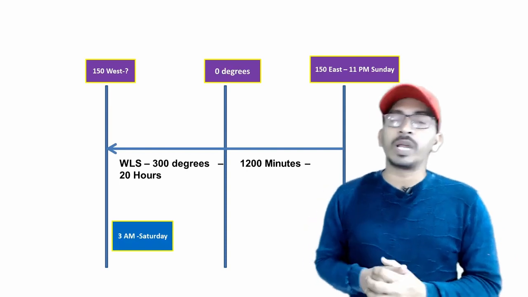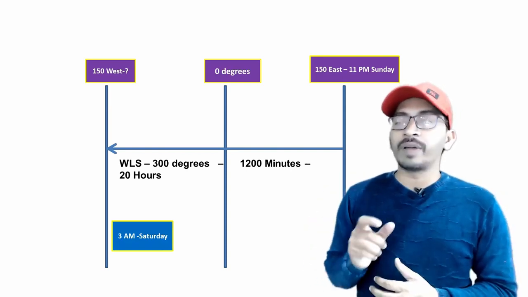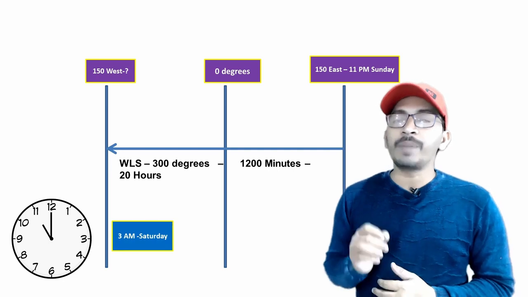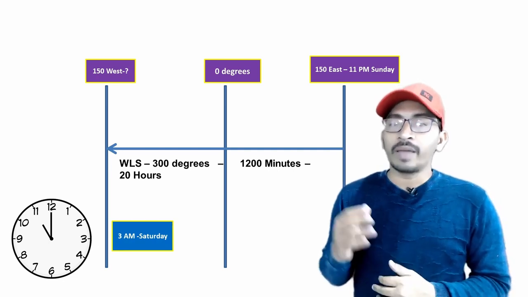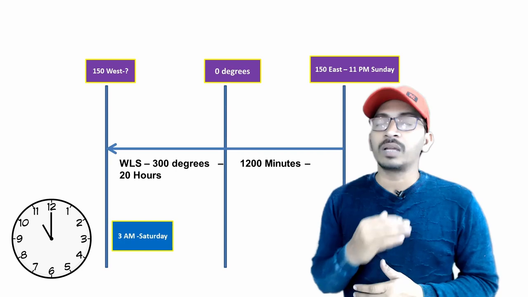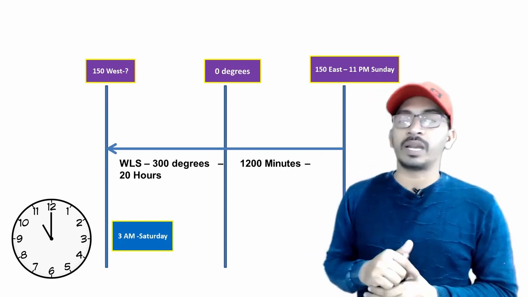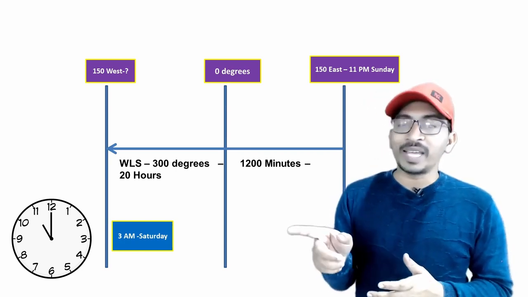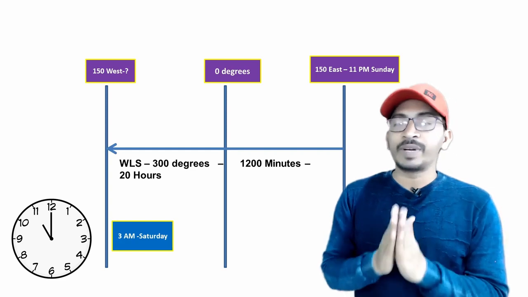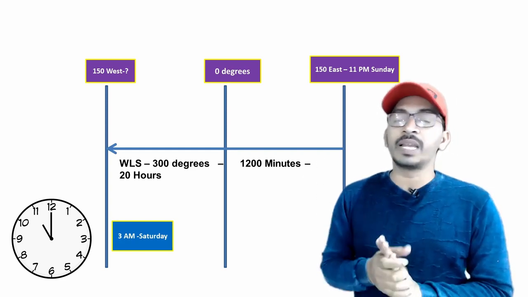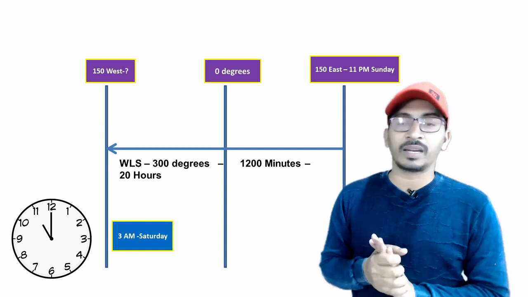Let's consider one more example related to the international date line. The time at 150 degrees east is given, that is 11 p.m. on Sunday. When the person is traveling, without considering the concept of the international date line, the shortest way is traveling from 150 degrees east to 150 degrees west by crossing the international date line.